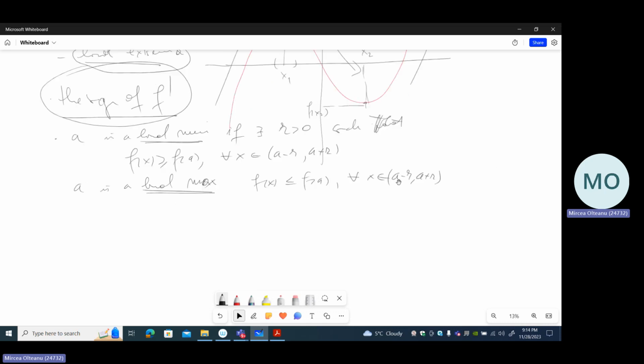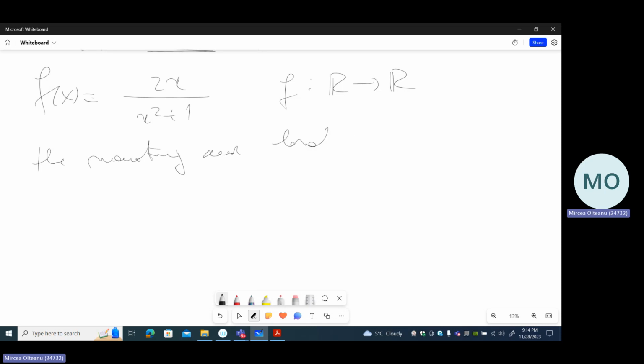We shall see examples. Let's consider, for example, the function f of x equals 2x over x squared plus 1. It is defined on the set of real numbers, taking values in the set of real numbers. So in order to study the monotony and find the local extrema, first we need to compute the derivative.